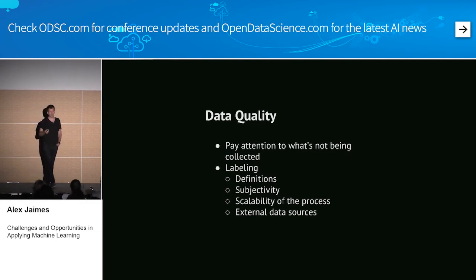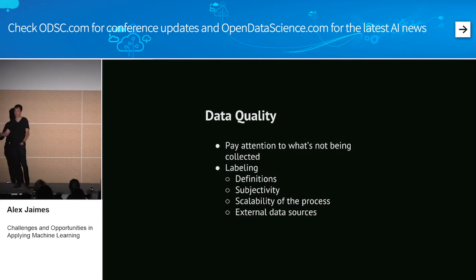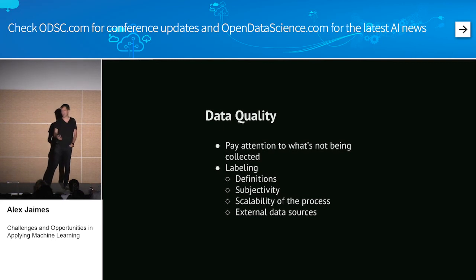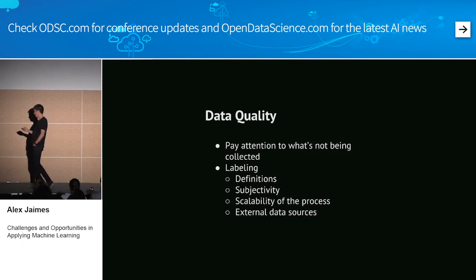The next one is data quality. One key thing here is, we tend to focus a lot on the data we have, but I think sometimes paying attention to the data that's not being collected is more important. Look at the data you have, but think about the data that's not collected, because sometimes there's even more value in that data that's not collected. And unless whoever decided to collect the data was a data scientist, chances are there's a lot of data that's not being collected. So pay a lot of attention to that.